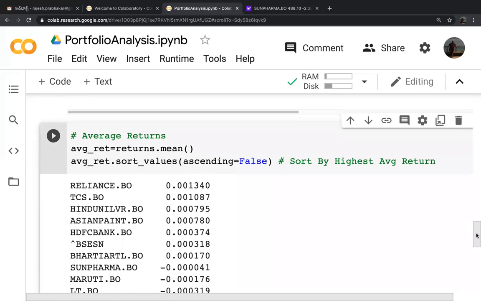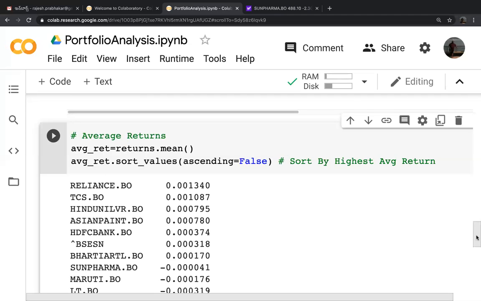We have taken the data of the last 3 years. The highest return is given by Reliance. We are sorting them with ascending false, which means highest return on top, followed by the lowest return. So average returns are telling us that Reliance has performed well, TCS has performed well, Hindustan Unilever has performed well in the last year. Last 3 years, not last year. I'll correct myself, last 3 years. Okay. So all of you got this? Average returns are the comparison point.